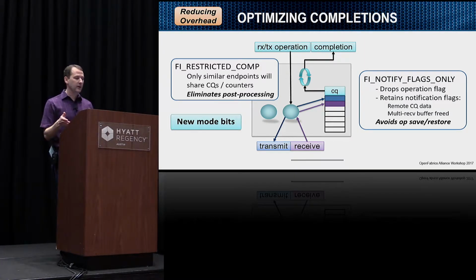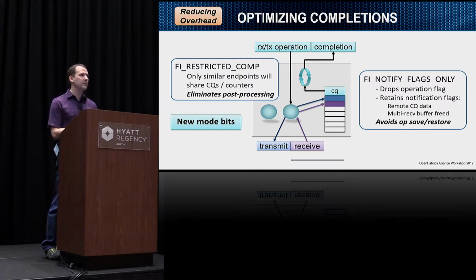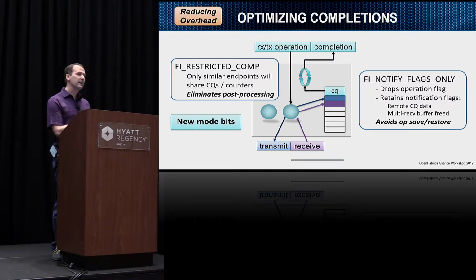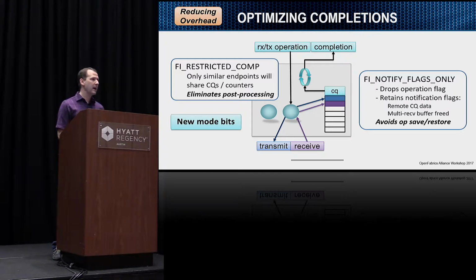For example, if you're using the verbs provider, verbs does not have tag matching naturally, so that has to be emulated in software. If I'm allocating a completion queue and an endpoint, I'm only doing RDMA, and I say restricted completion, now the verbs provider knows that, hey, I don't have to deal with tag matching. This is simply an RDMA completion. I can just pass that completion straight through from the underlying hardware up to the application.